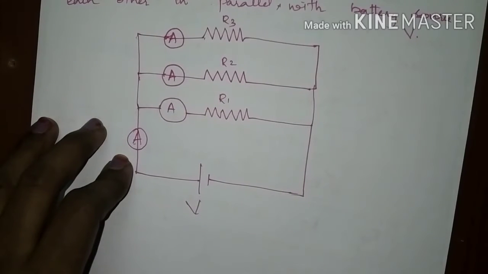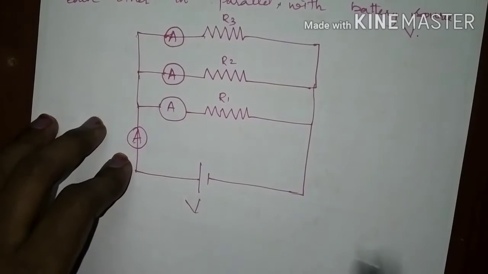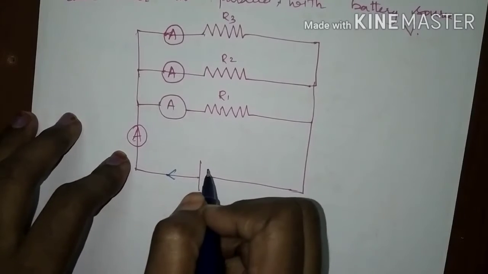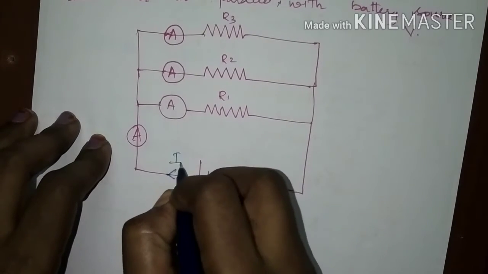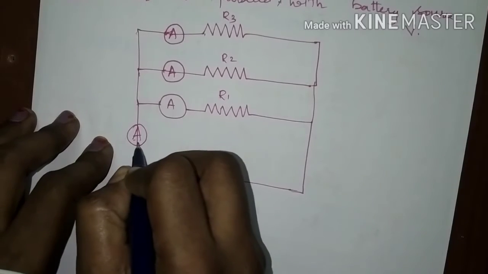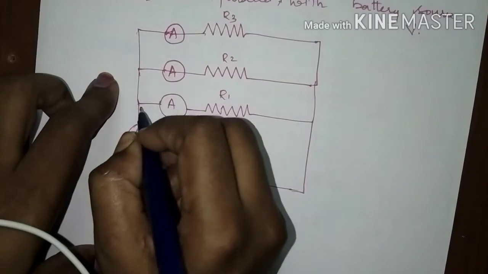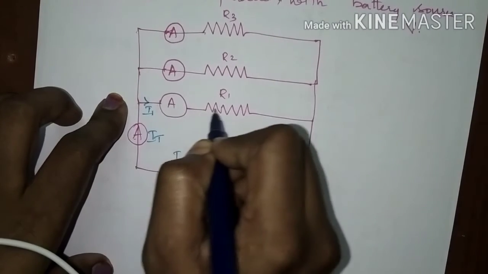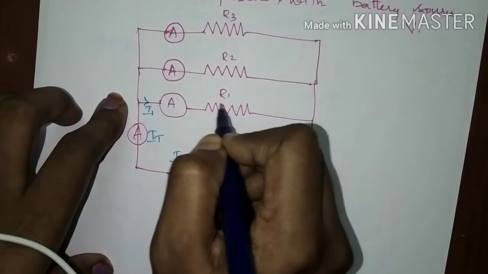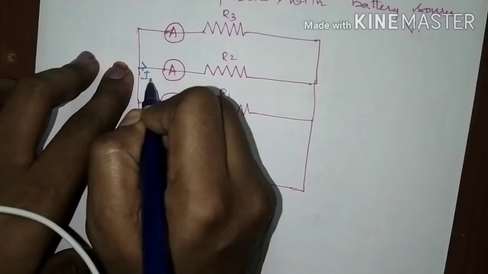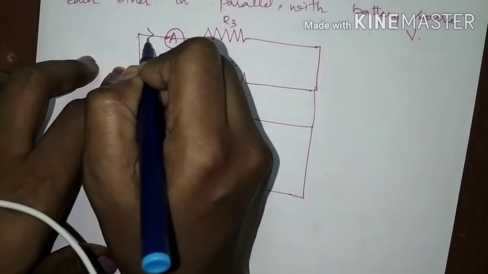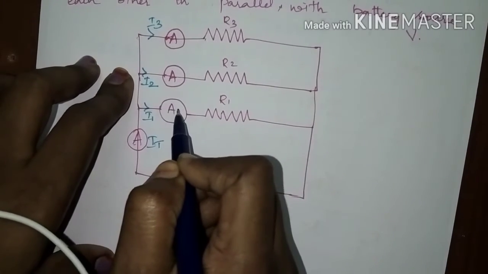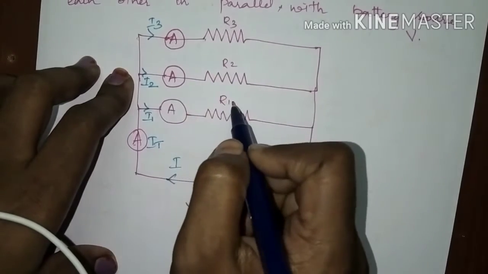Assume you are giving a supply of V volts, and the current will start flowing from the positive terminal of the battery and reach the negative terminal of the battery, according to conventional current. The current measured by this ammeter is the total current IT. After reaching this node, the current will divide as I1, the current flowing through R1, then the current flowing through R2 will be I2, and the current flowing through R3 will be I3. The current will split here according to the resistance values present in the circuit.